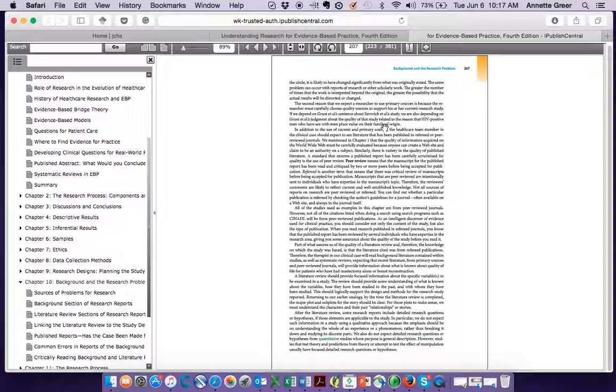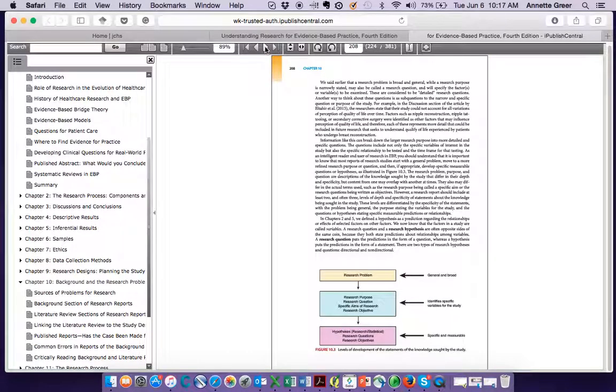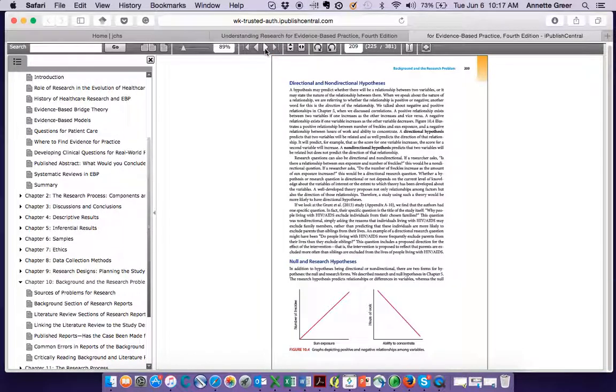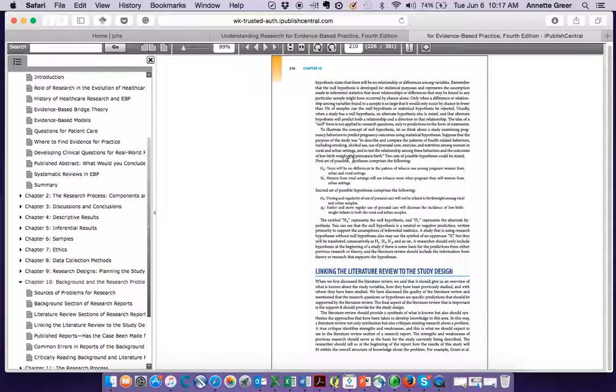Go through the book, know what a peer review is and why that's important when you're doing your literature review. Again, know your figures and your tables. Know the difference between a directional and a non-directional hypothesis. What is a null and research hypothesis? Because you're going to be designing this for your project.